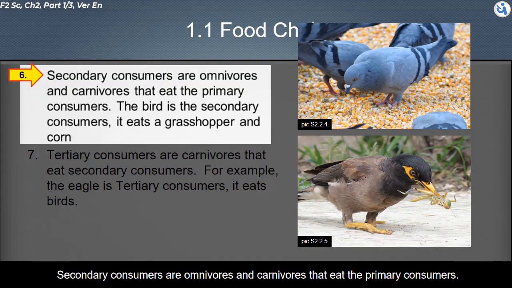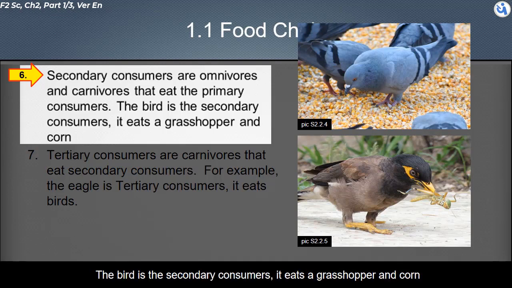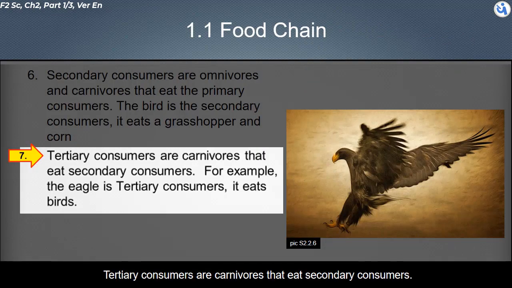Secondary consumers are omnivores and carnivores that eat the primary consumers. For example, the secondary consumer eats a grasshopper and corn. Tertiary consumers are carnivores that eat secondary consumers. For example, the eagle is a tertiary consumer, it eats birds.